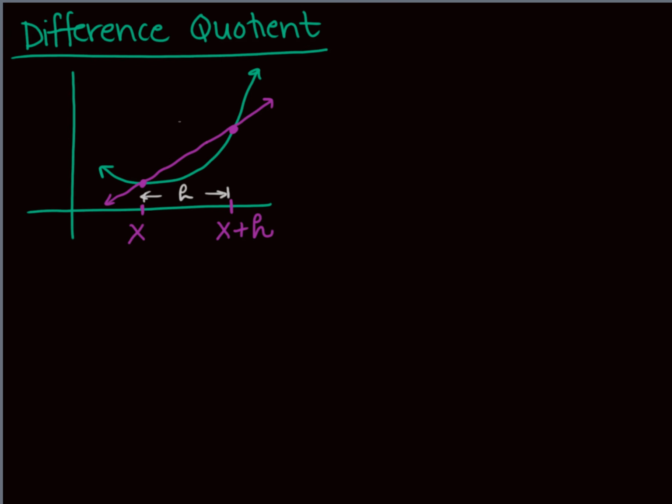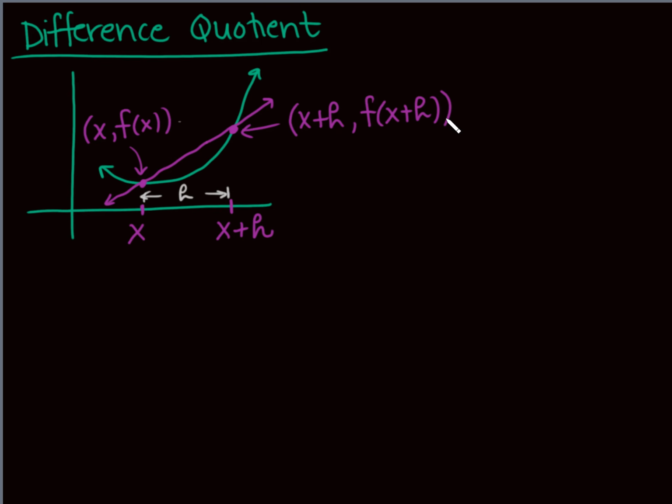And if I look at the points that I have, this point right here, what would the coordinates be? It'd be x, comma, what would my y coordinate be? It'd be my function evaluated at x. And then right here, what would the coordinates of this point be? It'd be x plus h, and then f of x plus h, okay? And then what the difference quotient gives me is the slope of the secant line.